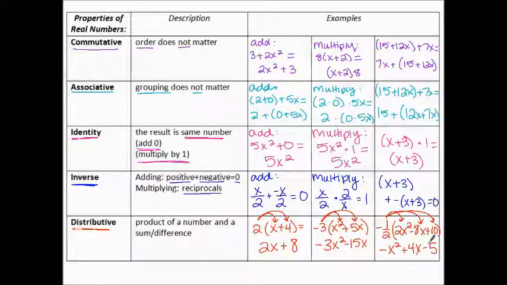So this table is a good summary of your properties. Keep it with you. We will continue to go over some examples in class.